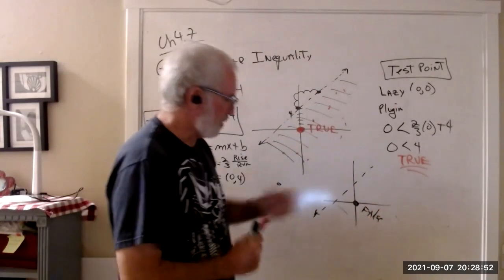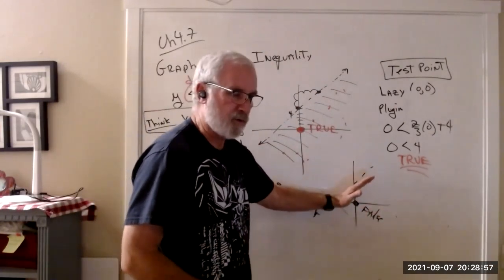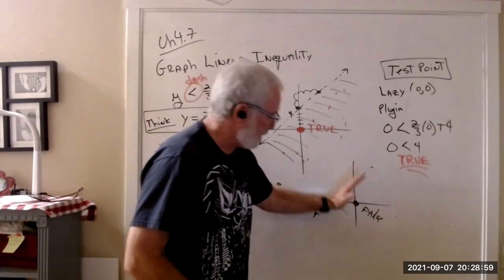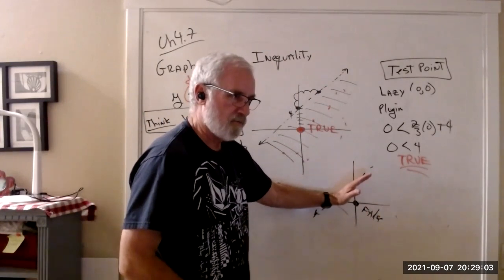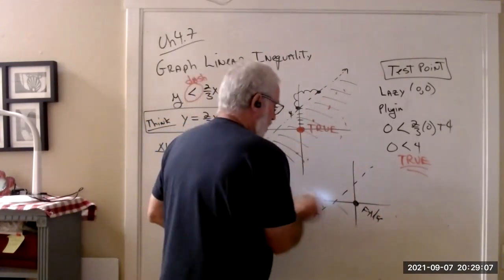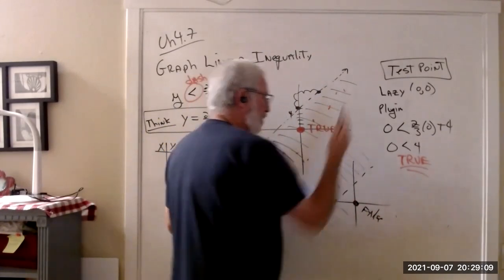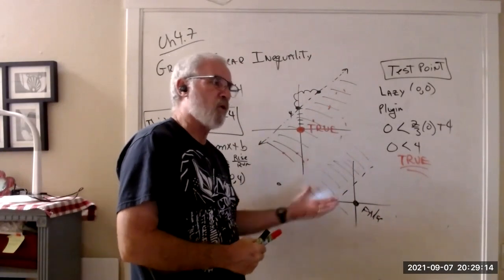Okay, here's my line. This is false. Where's truth? If my test point was false, where is truth? On the top, above it. So you can't go wrong. If your test point is false, you shade away from false, always toward truth.